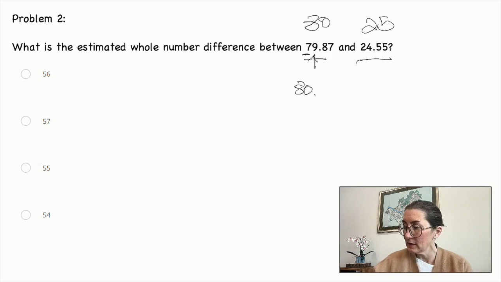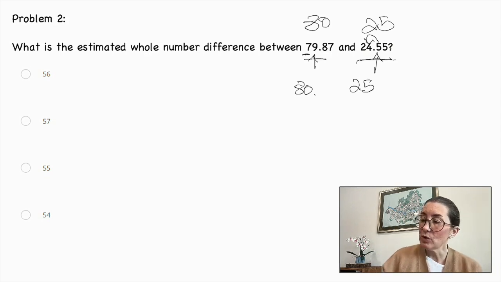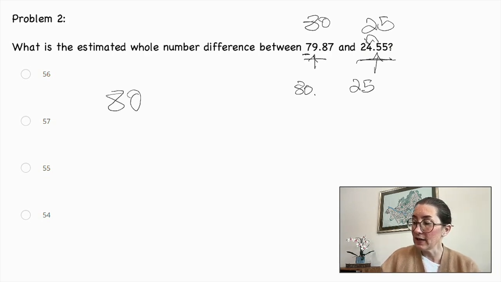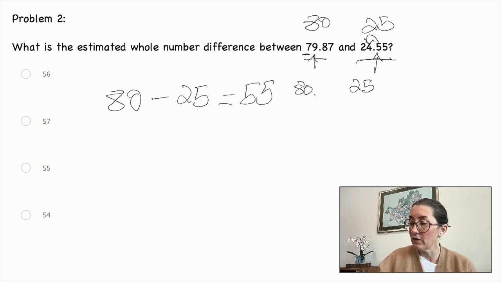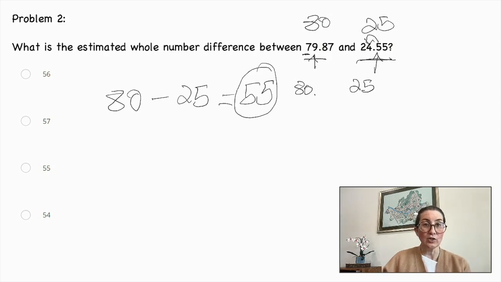With this one, we'll look at this number here and ask ourselves, is it 5 or greater? And it is. So this becomes 25. So 80, and we're taking away 25, and that is 55. So our answer for the estimated whole number difference between these two numbers is 55.